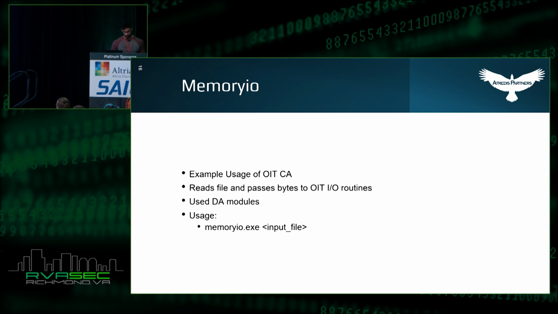So as part of the Oracle Outside-In SDK, we have this nice application called Memory I/O. This was an example usage from Oracle for content access and data access. It takes in one argument, which is a file, specifically a file path that it will parse. And then its usage can be found below: Memory I/O, input file.